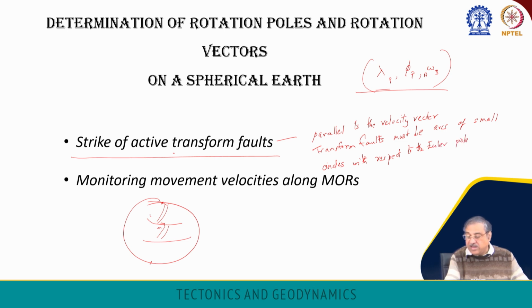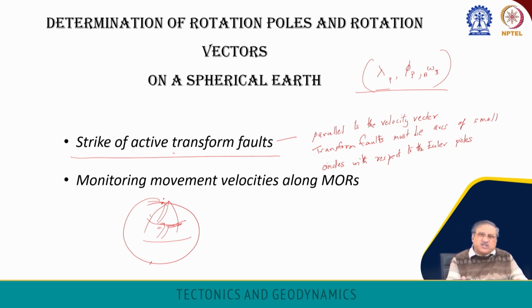Now, this is a very, very important point. The transform faults must be arcs of small circles with respect to the Euler poles of rotation. This is absolutely vital. It means that if we have a long enough transform fault, then we can draw longitudes with respect to the transform fault, and they will be perpendicular to the trend of the transform fault. So there will be great circles and sort of longitudes. These longitudes will meet on the surface of the earth, and the point where the longitudes meet will be the Euler axis, the Euler pole of rotation.